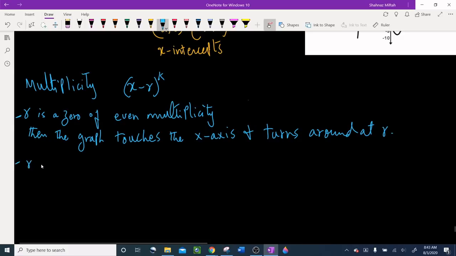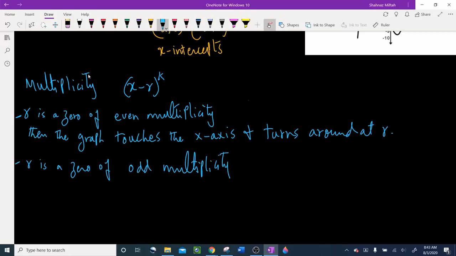Okay, that's one. Second point, if r is a zero of odd multiplicity, meaning odd exponent k, I'm going to write again: even multiplicity I mean even k, odd multiplicity I mean odd k. Okay, what is the exponent? Then the graph crosses the x-axis.